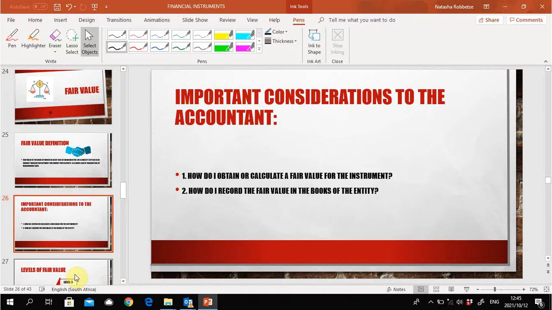Then the second question will be, once I know the value, once I know it's worth 1 Rand, 2 Rand, 50 Rand, 50 million Rand, how do I record it in the books of an entity? How do I account for it? What should happen? And I now want to answer these two questions. So we're firstly going to look at how we obtain or calculate fair value.